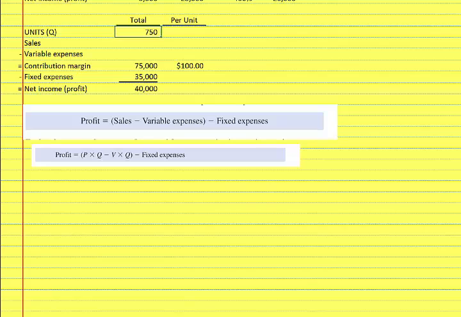That is the second basic business question that we've answered in this presentation. The first one was, if sales increase by 50%, by how much will net income increase? And this question is, how many units do we need to sell to earn a target profit of $40,000?